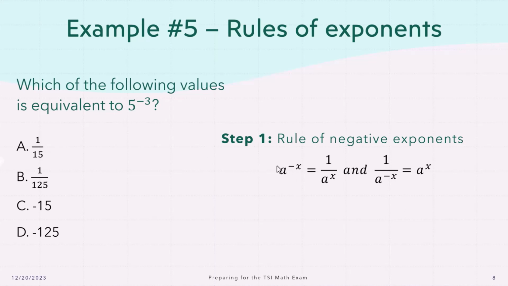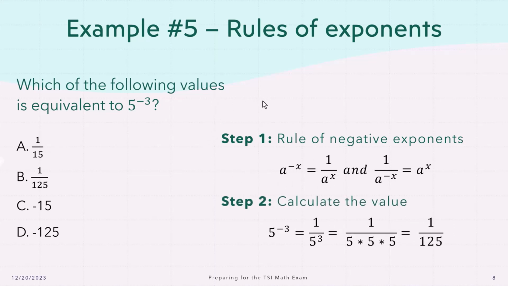So when you have a negative exponent, here we have a to the -x, a being any number, and the exponent being a negative number, that's equal to 1 divided by a to the positive x. Likewise, if you have a negative exponent in the denominator, you can flip that to the numerator and make it a positive number. So the rule of negative exponents is that if you have a negative, you move it between the numerator and denominator to make it positive.